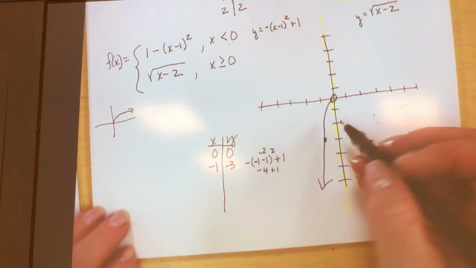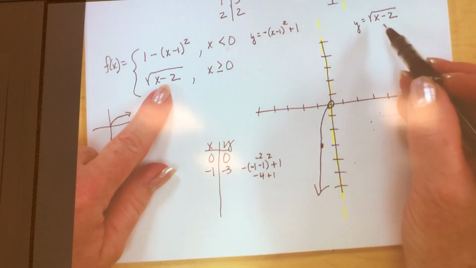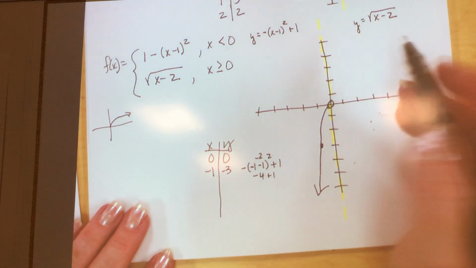It's not. Okay, so look at this guy right here. All right, here he is. What does that minus 2 do to that function right here?